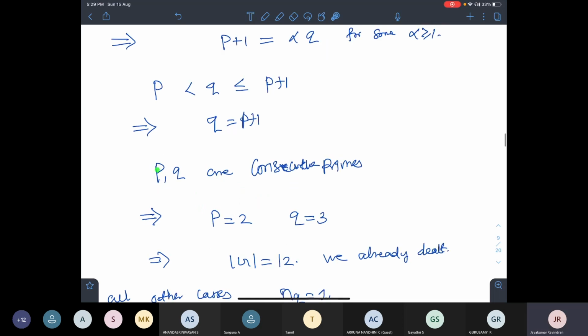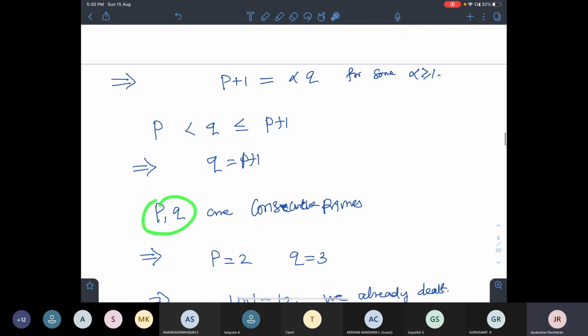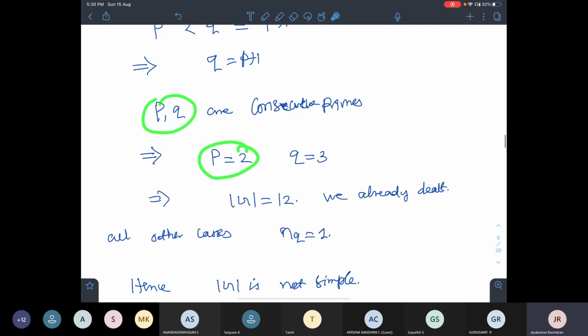What is the situation? P is prime, q is prime, and both are consecutive. How is it possible? Only if they are 2 and 3. In the number system, 2 and 3 are the only consecutive primes. All others are not consecutive. So we have two consecutive primes, which are 2 and 3.